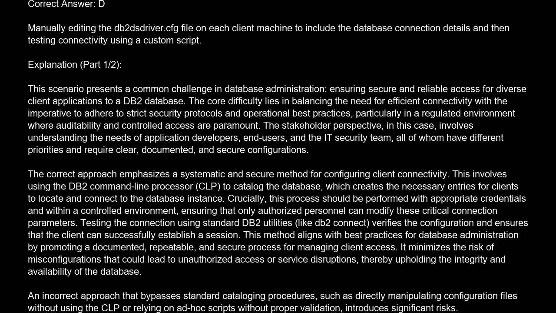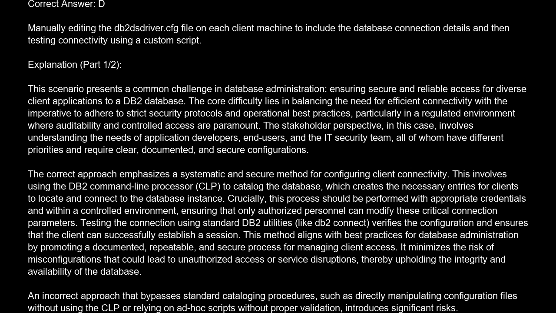Explanation: this scenario presents a common challenge in database administration, ensuring secure and reliable access for diverse client applications to a DB2 database. The core difficulty lies in balancing the need for efficient connectivity with the imperative to adhere to strict security protocols and operational best practices, particularly in a regulated environment where auditability and controlled access are paramount. The stakeholder perspective in this case involves understanding the needs of application developers, end users, and the IT security team, all of whom have different priorities and require clear, documented, and secure configurations.